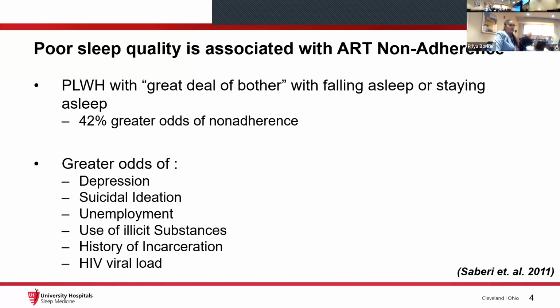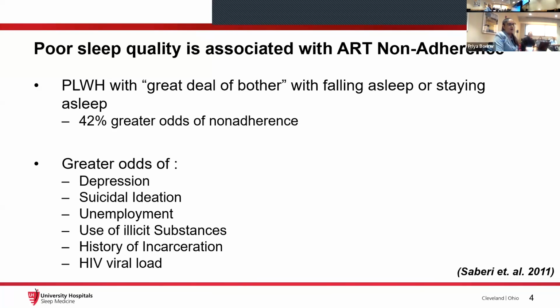There have been a lot of associations with poor sleep quality and its impact in people with HIV. In one study done in 2011, people living with HIV who complained of a great deal of bother with falling asleep or staying asleep had 42% greater odds of not adhering to their HIV medication. They had greater odds of depression and suicide, of unemployment, illicit substances, and having HIV viremia.